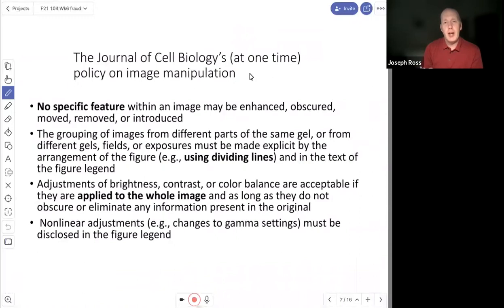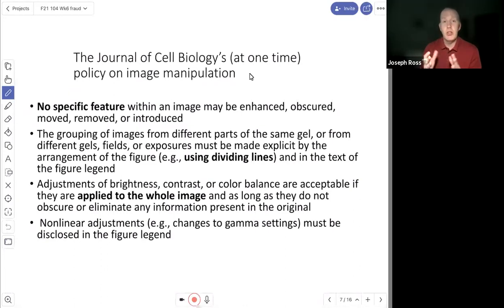So at one point in time, at least a decade or more ago, the Journal of Cell Biology had this list of requirements, their policy on image manipulation. So I'm going to show you examples of all of these. And these were published by the Journal of Cell Biology, the examples I'm going to show you, when they published this policy. So you can't obliterate data. That's the first bullet point.